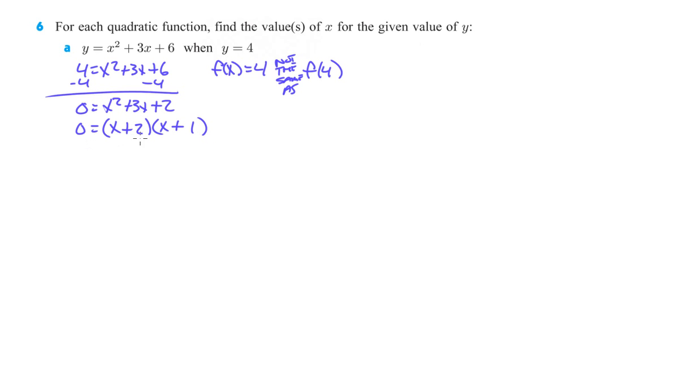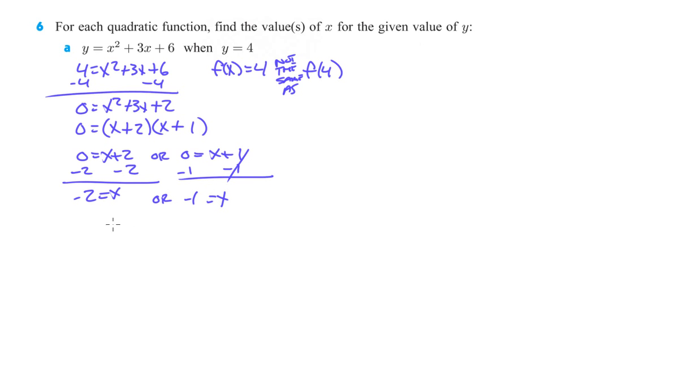Okay, so those are our factors: 0 equals this times this. And this is, I believe they call it the null factor law, but basically if you've got 0 equals something times something else, that means 0 has to either equal the first one, x plus 2, or 0 has to equal the second one, x plus 1. So we just solve both of these. Subtract 2, x equals negative 2, and over here subtract 1, x equals negative 1. Okay, so x could equal negative 1 or negative 2 on that one.